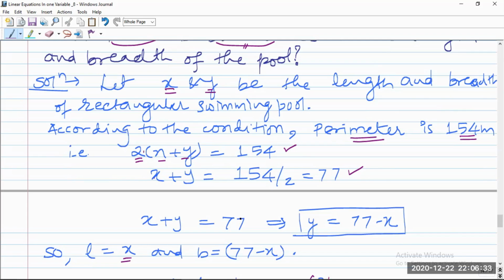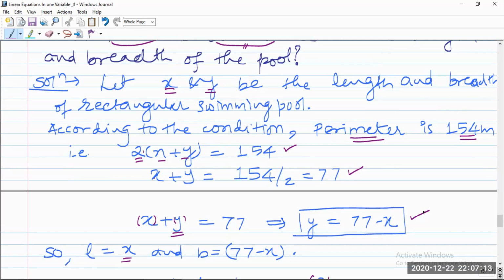Since we need the equation in one variable, we can't use two variables in a linear equation in one variable. But we are considering two variables x and y, as we have two dimensions. So after simplifying, we can express any one of the variables. Either we can express x in terms of y or y in terms of x. Since we have considered length as x, we can express breadth y in terms of length by this first condition, that the perimeter is 154. So we get the expression for y in terms of x as 77 minus x.